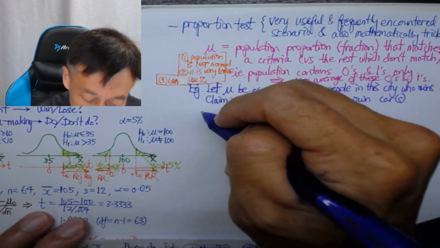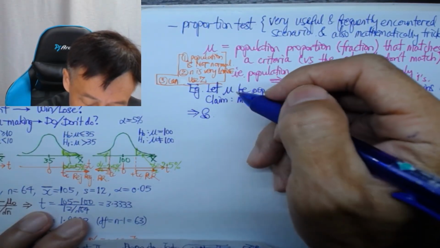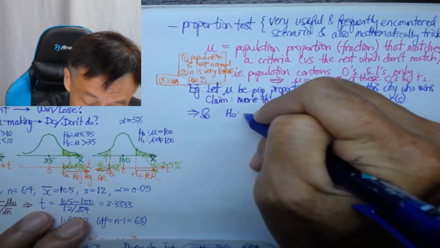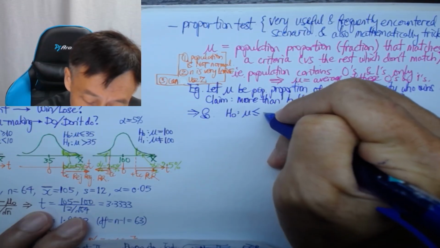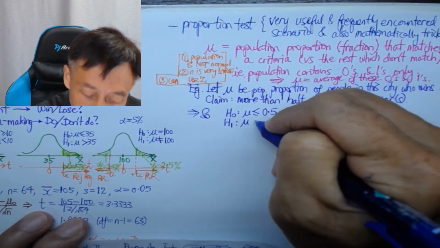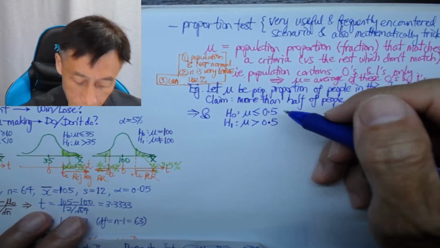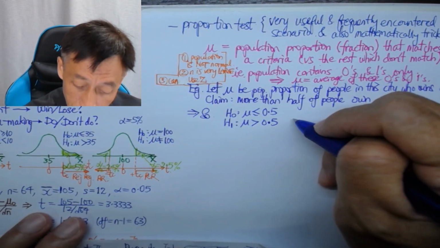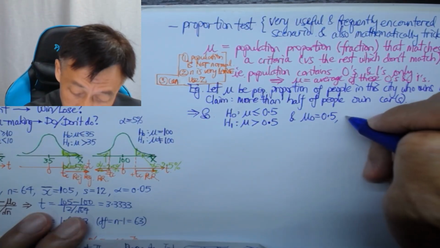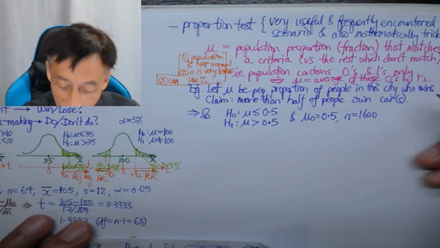Okay, so what that means is H naught is mu less than or equal to 0.5, and H1 is mu greater than 0.5, because the claim is more than half, right? So the claim goes to H1 like this. And we know that mu naught is 0.5. N has to be large, so we have to ask 1600.